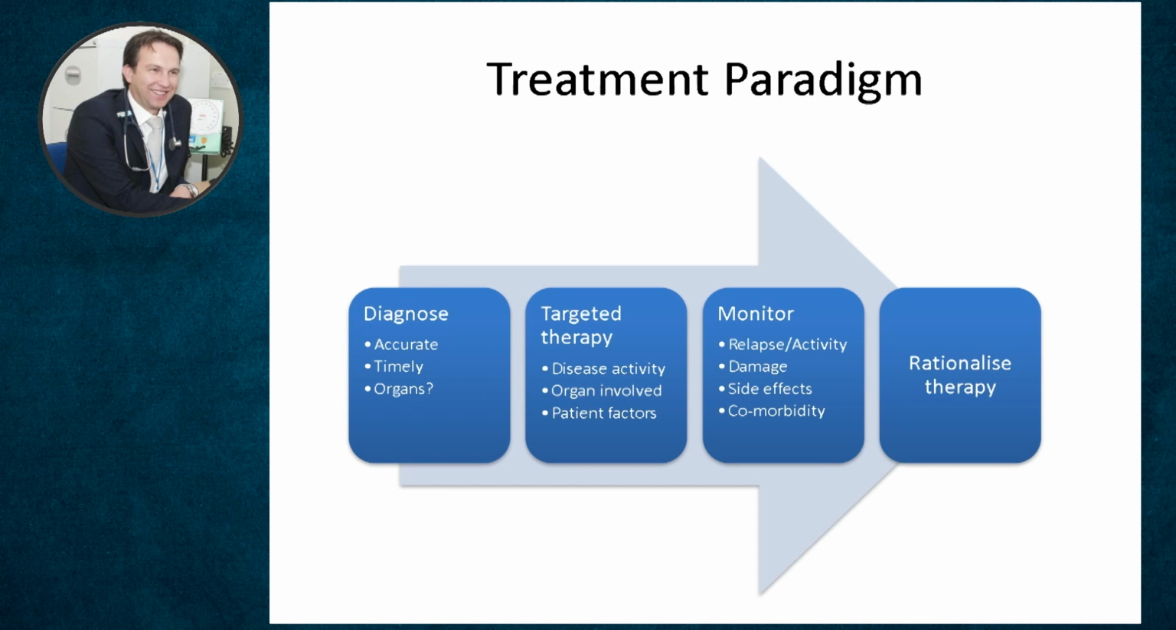The treatment paradigm in lupus is to accurately and timely diagnose patients, ascertain organ involvement, decide on which type and target of therapy is needed, and this is based on levels of disease activity, the organ involved, and individual patient factors, to achieve control of disease activity, and then move towards monitoring for relapsing or damage-related problems, side effects of treatment, and the evolution of comorbidity, and then eventually, at some point, rationalizing therapy.